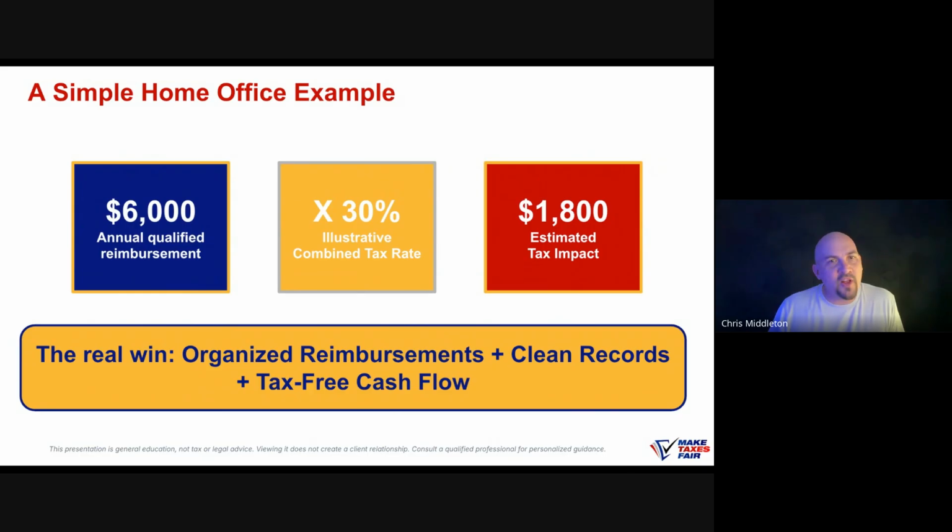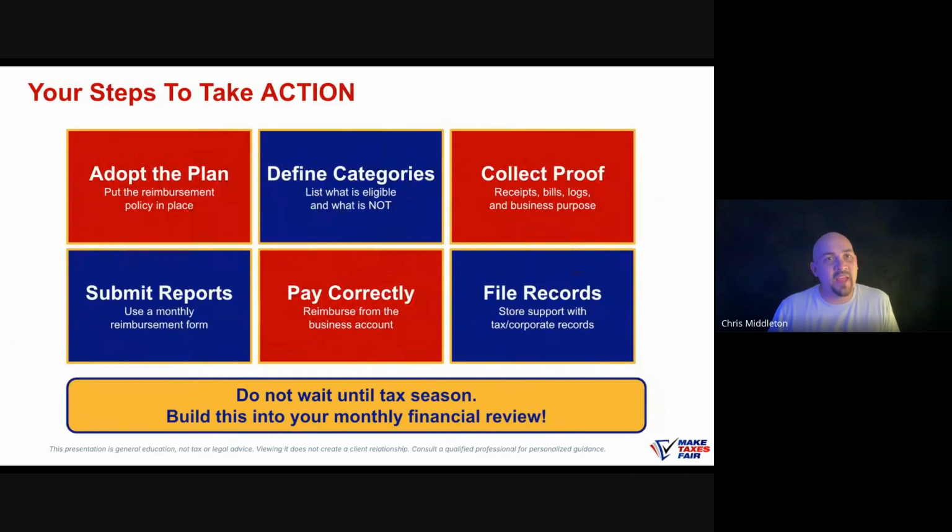Let's say it's $6,000, for example, at a 30% illustrative combined tax rate. And so the tax impact of that would be 1,800 bucks. So the real win when you're doing the accountable plan the right way is you have organized reimbursements, clean records, and tax-free cash flow. It's great.